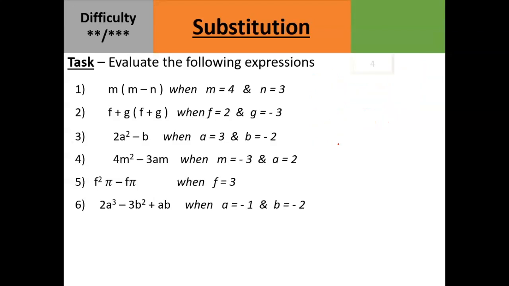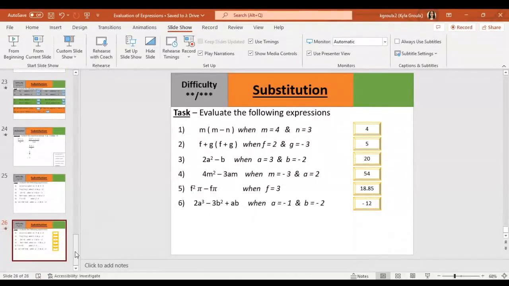Great. Okay, that's it. That's the end of our slideshow. I thought it was, but I couldn't tell.